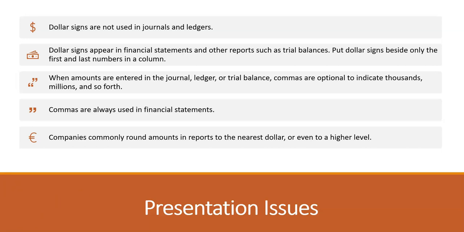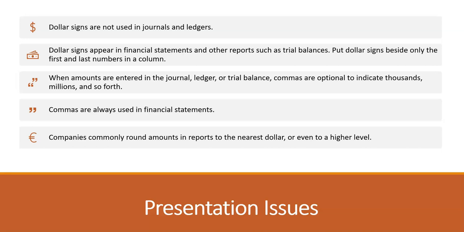When we are creating our financial statements and when we're preparing our journal entries, we need to follow a couple of rules. We do not show dollar signs in our journals and ledgers. We do use commas to show thousands. Dollar signs do appear in financial statements. They are before the first and last numbers in a column. So anytime we start a column, we put a dollar sign, and then when we sum, we will put a dollar sign there.